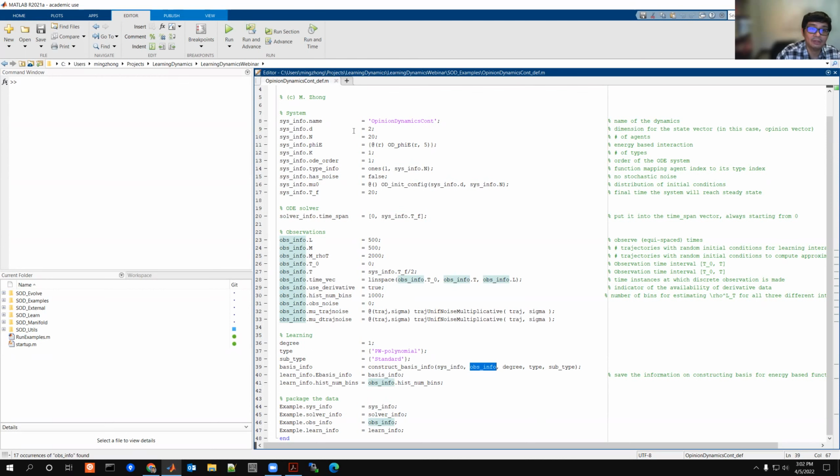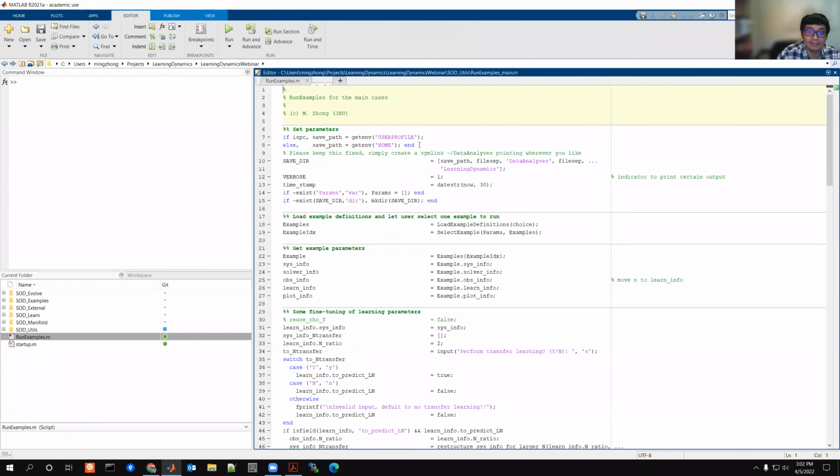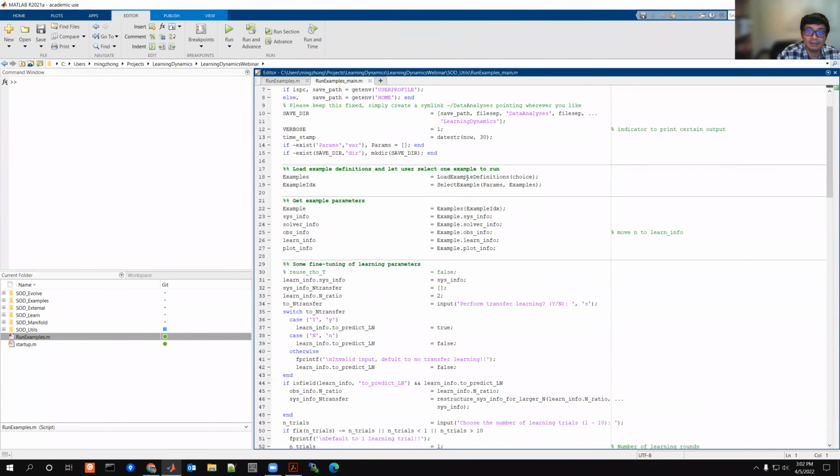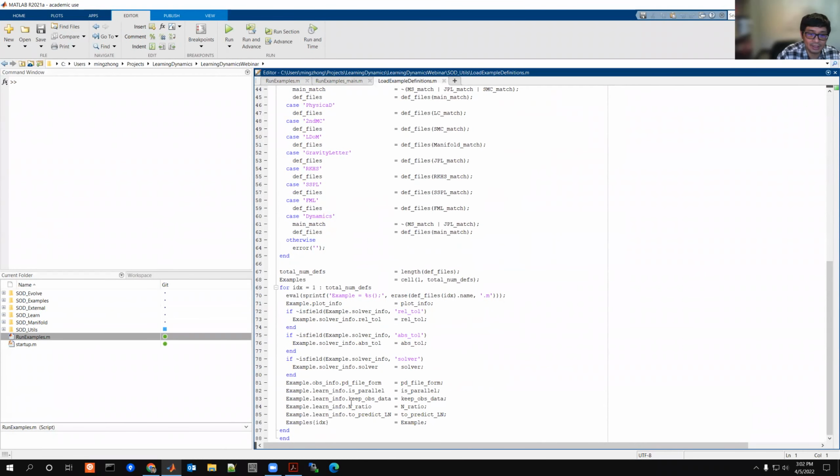Once you have that, the code will read these settings and assign extra variables. The n ratio is for transfer learning. So whether you want to do a transfer learning case, you can turn this on. That means you want to increase the number of agents by a certain multiplier. In this case, we normally just multiply that by 2. And whether you want to keep the observation data, so that you can save memory and storage space.